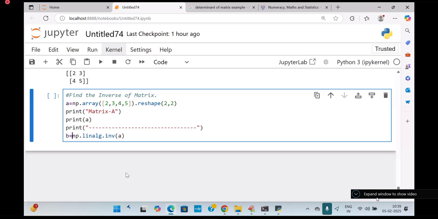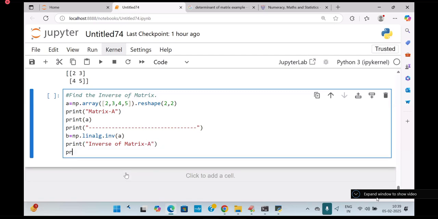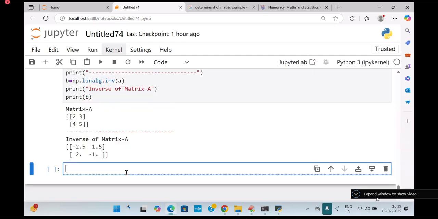Which I am keeping into B. So try to print inverse of matrix A. Print of B. Do you remember the values? Those are the values: 2.5, 1.5, that is minus 5 by 2, and this is 3 by 2, 4 by 2, and 2 by minus 2. It is called like this. Are you following me? Like this you need to take it.